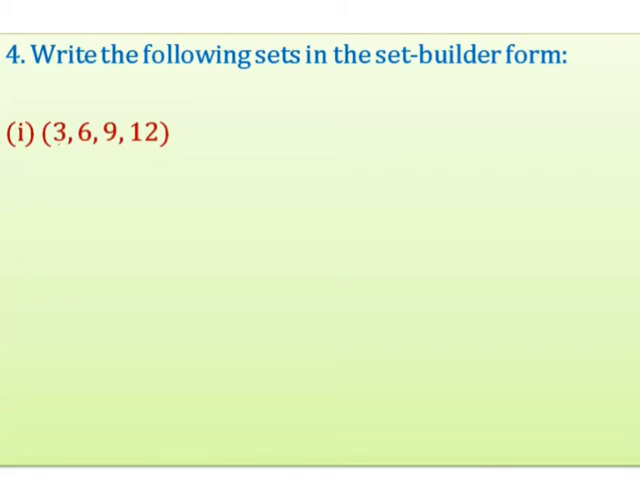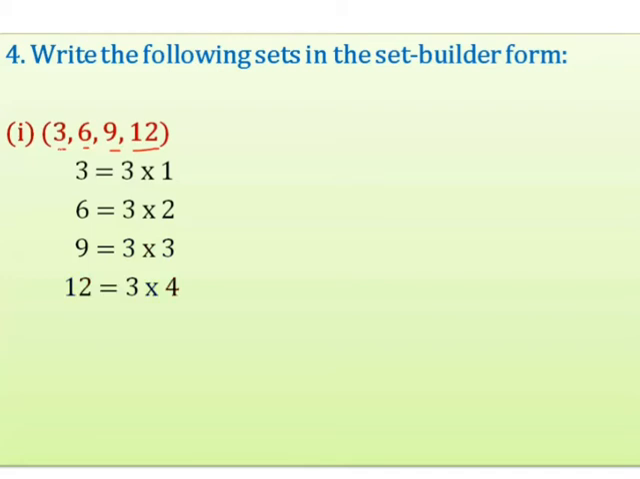So here you have 3, 6, 9 and 12. These numbers are multiples of 3. So 3 can be written as 3 into 1, 6 can be written as 3 into 2, 9 can be written as 3 into 3 and 12 can be written as 3 into 4. So this is of the form 3 into n, where 1, 2, 3, 4 are natural numbers. So this small n belongs to the set of natural numbers.